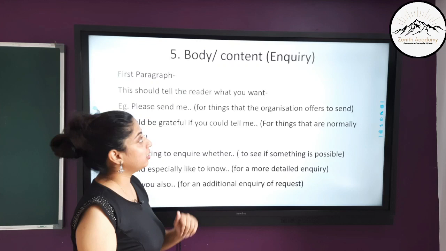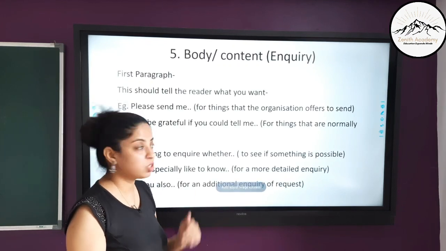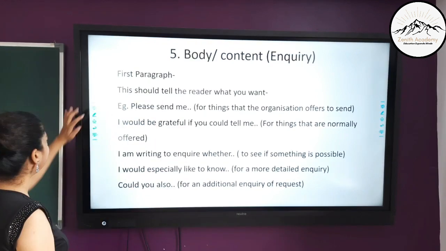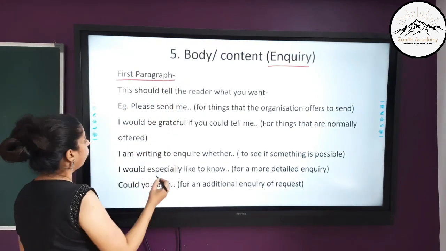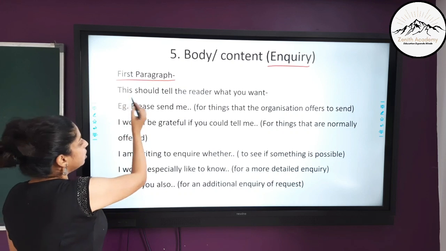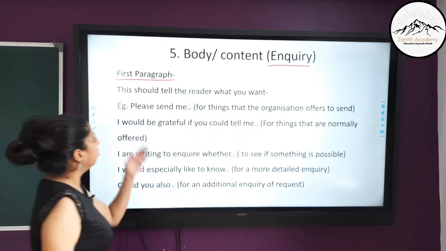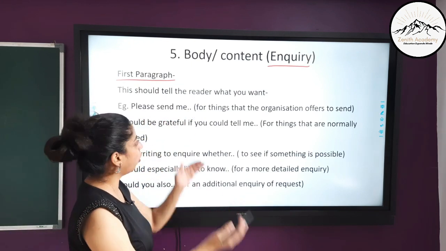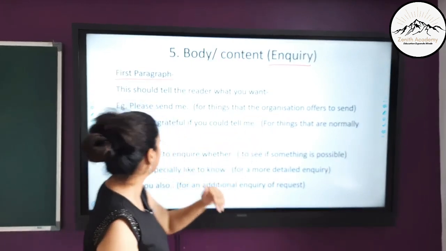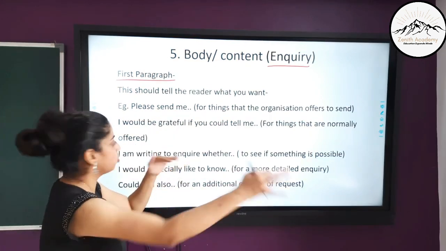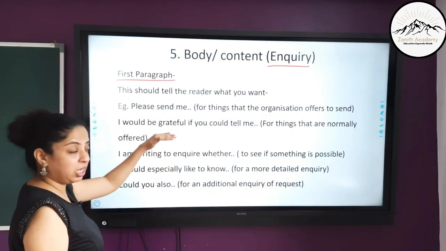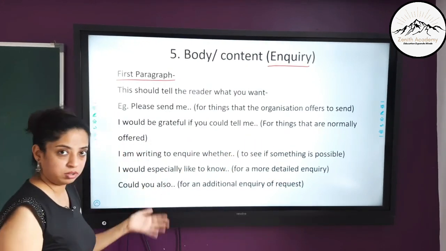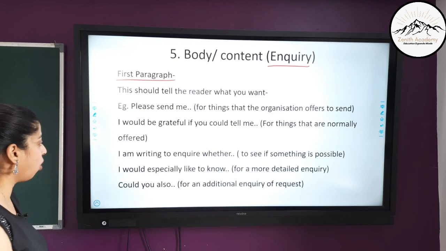Now the next letter is about inquiry. So if you are told to write a formal letter about inquiry, you should keep these points in mind. What should the first paragraph include? This should tell the reader what you want. For example, you should write, please send me whatever things you want, for the things that the organization offers to send. So please send me so and so, or I would be grateful if you could tell me about, for things that are normally offered, the things that the organization is offering.